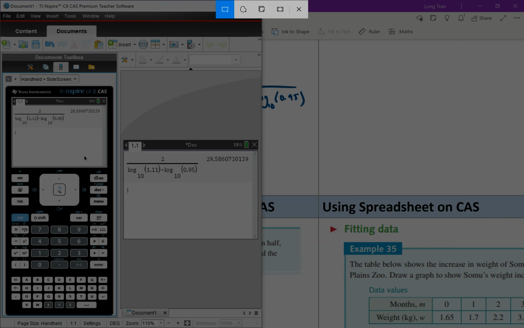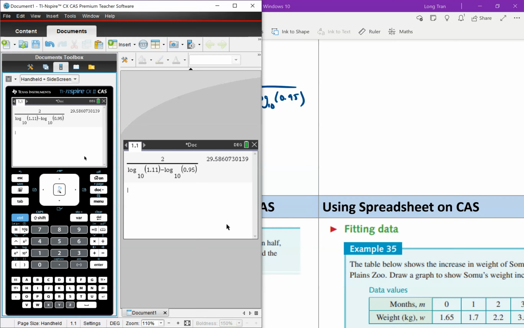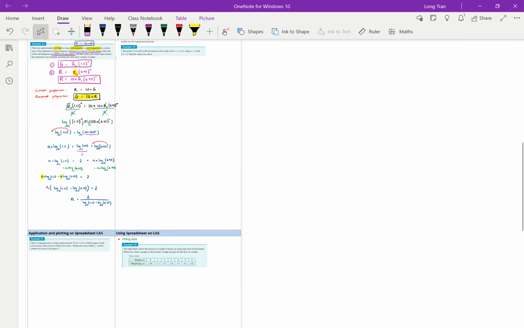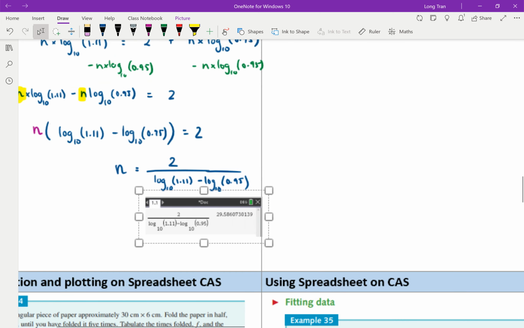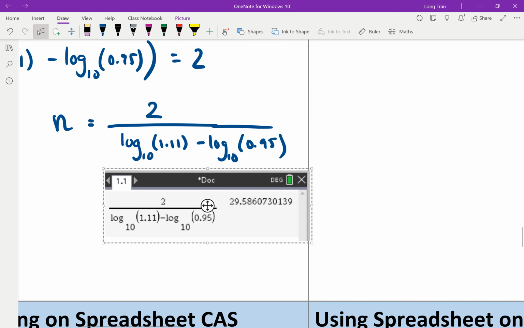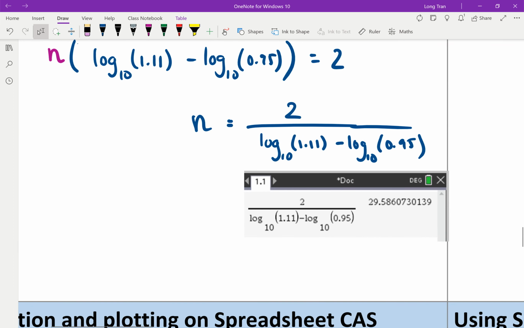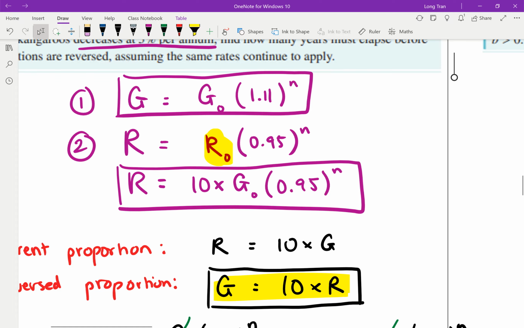All right, cool. So to answer the question, how many years does it take? Well, that was a nasty one. Here we go. Zoom in, and that just means that it takes approximately 29.5 years, or you can say 30 years. Okay, so approximately 29.5 years or 30 years. I'm going to make that a bit smaller. There you go. So that's how long it takes before the proportions are reversed.